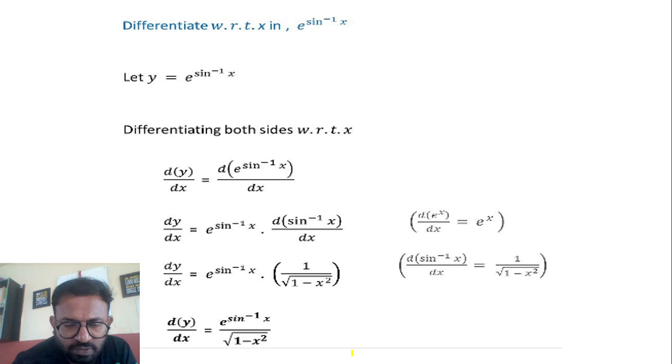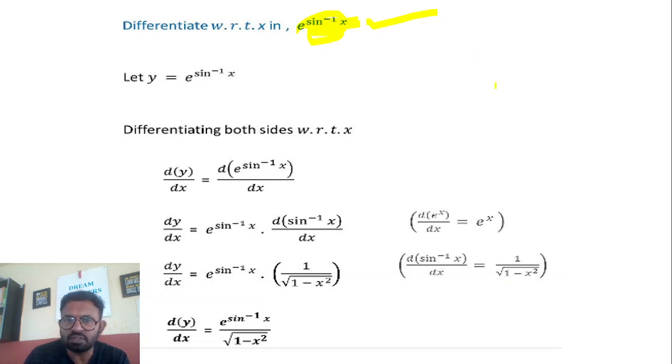Next, let us differentiate one more, which is in the form of e power sin inverse x. See here, e power x differentiation is e power x itself. So we need to differentiate e power sin inverse x. We should be knowing inverse trigonometric functions, so the differentiation of sin inverse x I should know. I should not derive sin inverse x once again, as we have done in inverse trigonometric functions. So I should know the formula of sin inverse x.